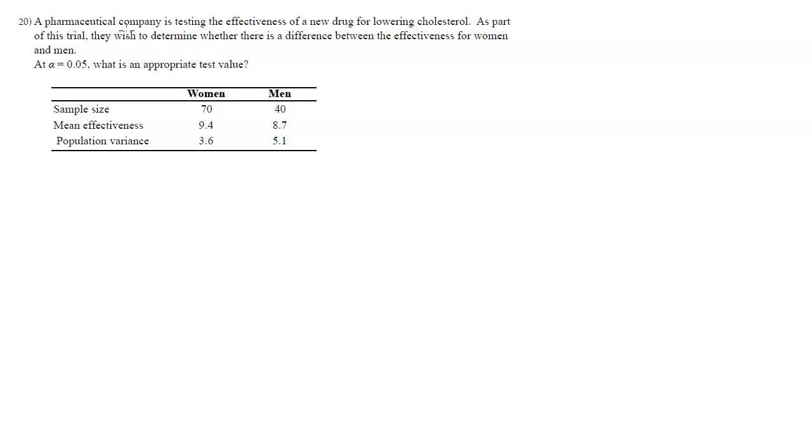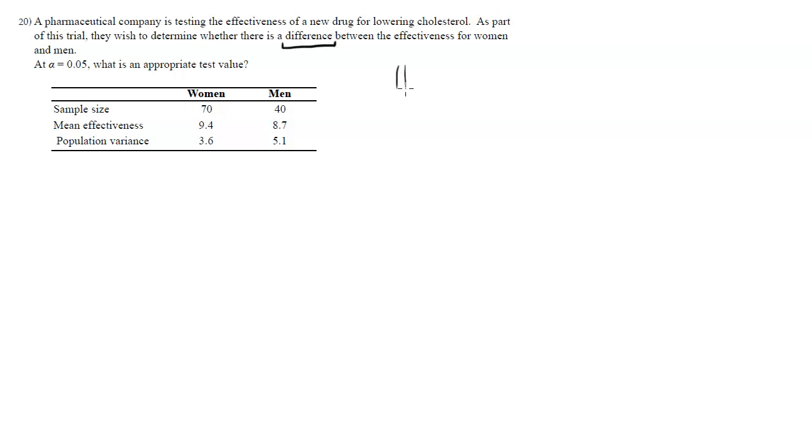Okay, so we have a pharmaceutical company testing the effectiveness of a new drug for lowering cholesterol. As part of this trial, they wish to determine whether there's a difference between the effectiveness for women and men. So they're looking for a difference.